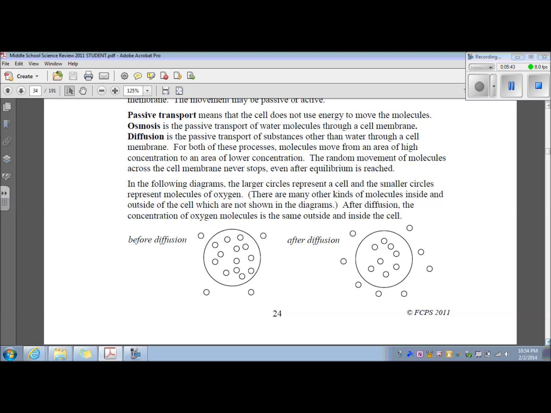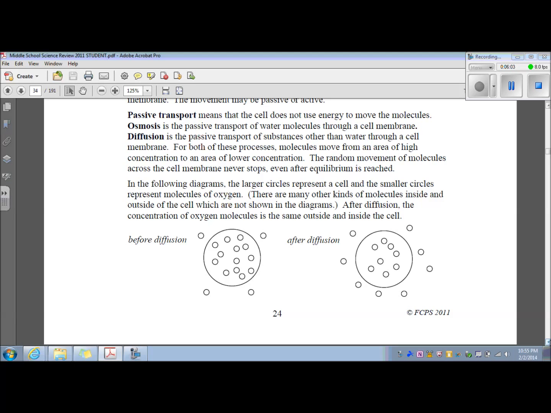Diffusion is the passive transport of substances other than water through the cell membrane. For both of these processes, molecules move from an area of high concentration to an area of lower concentration. The random movement of molecules across the cell membrane never stops, even after equilibrium is reached.